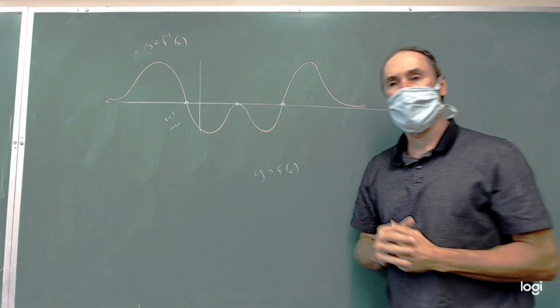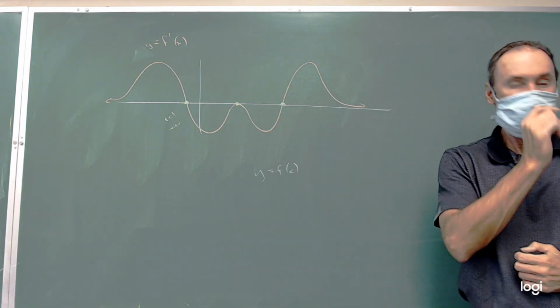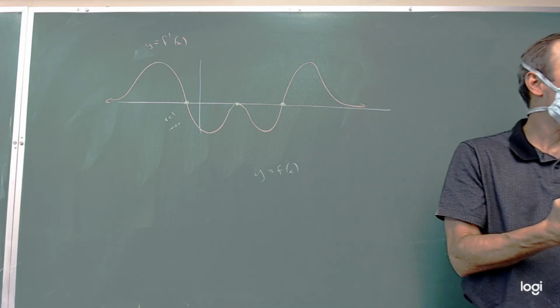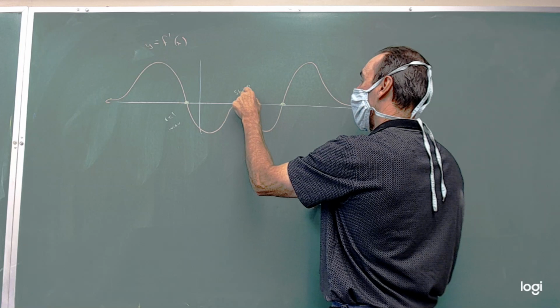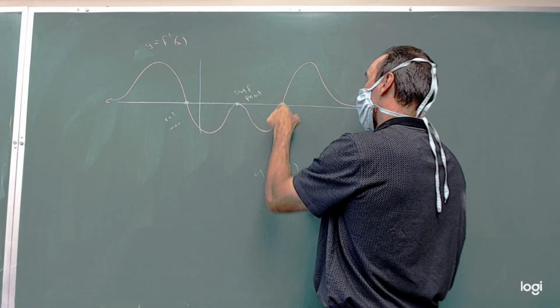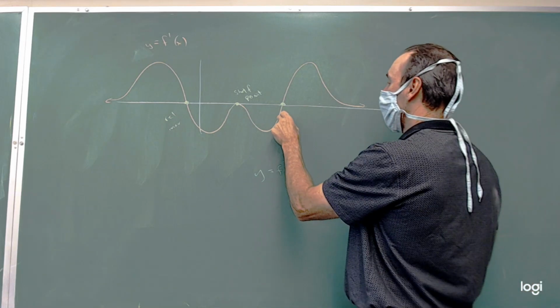So I'm just going to say relative max. And how about here? It's negative on the left, but then negative again on the right. Do you remember what that is? It's called a shelf point. So I'm going to say that's going to be a shelf point. And here it goes negative to positive, and so that's going to be a relative min.